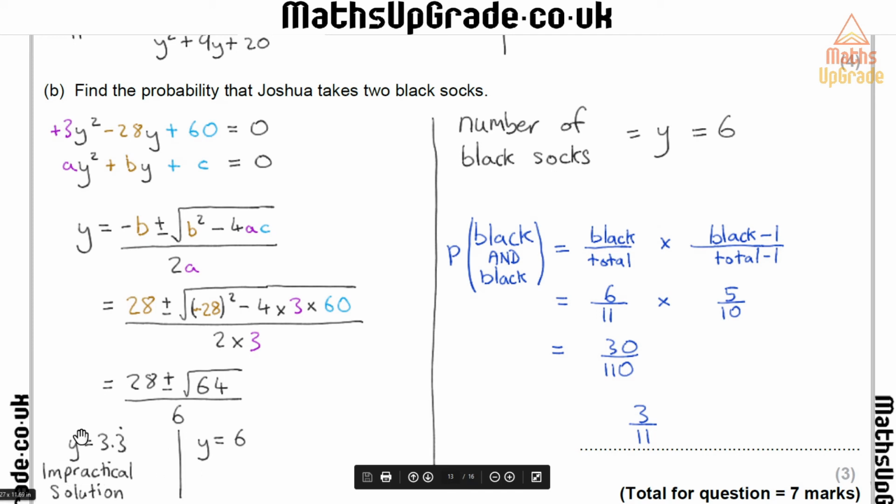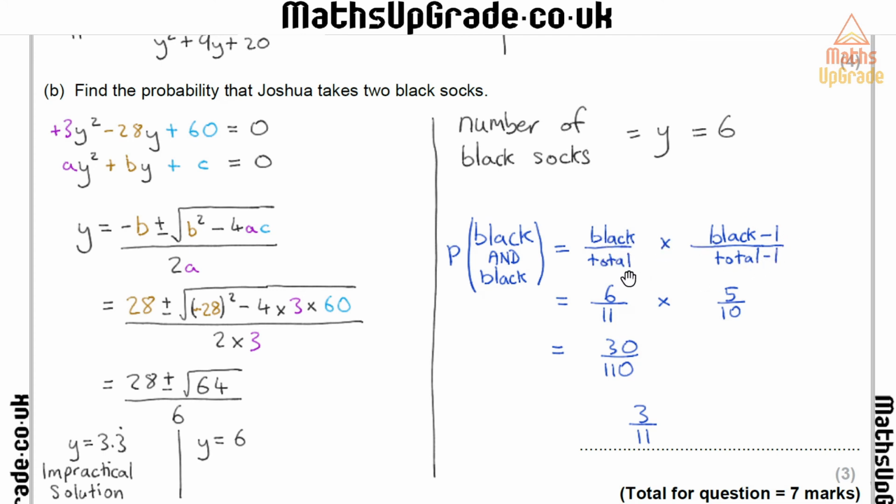Now I cannot have 3.3 black socks, so that's not a solution for our problem. So this must be the solution, y equals 6. So there must be 6 black socks, so y equals 6. Now the probability of taking 2 black socks is the probability of black and the probability of black again. So it's the probability of getting black times the probability of black again.